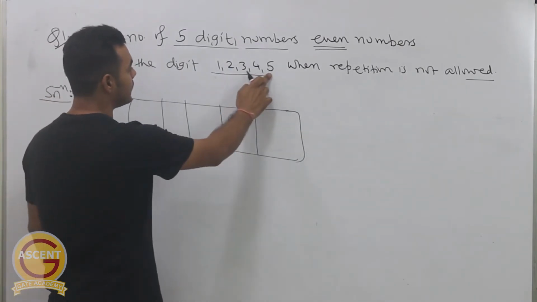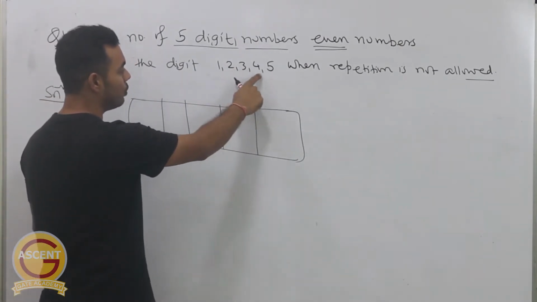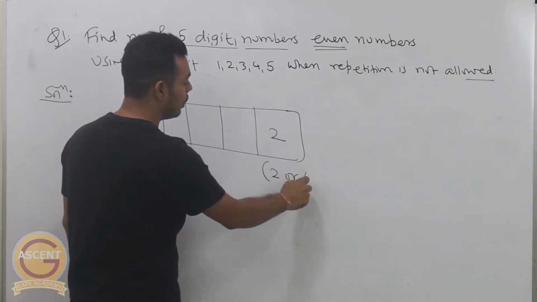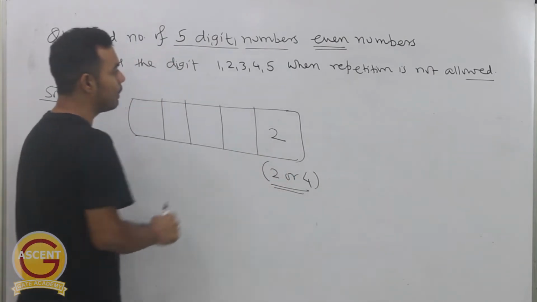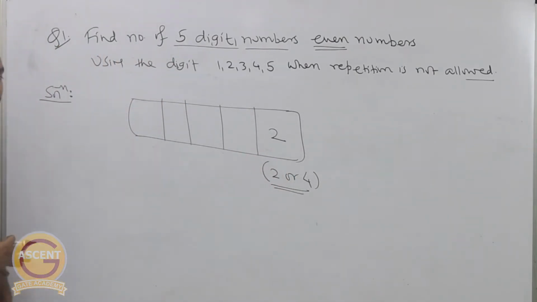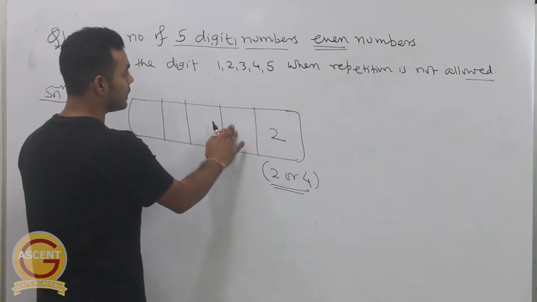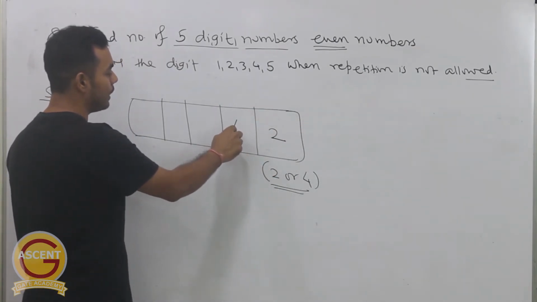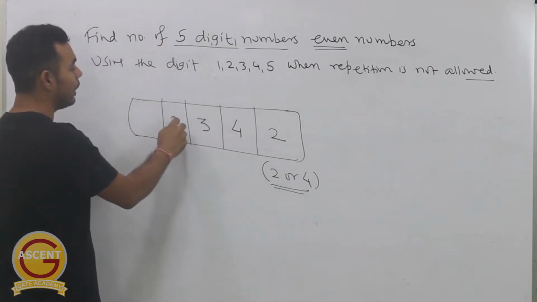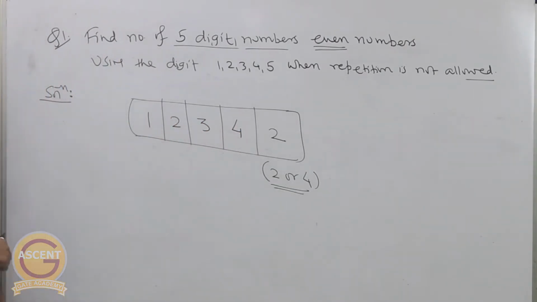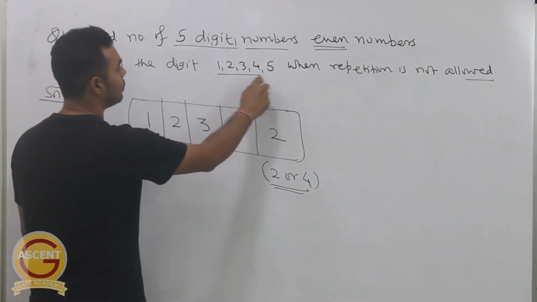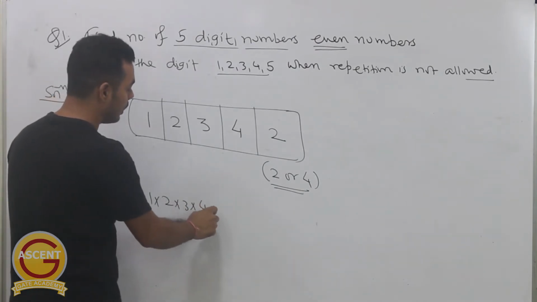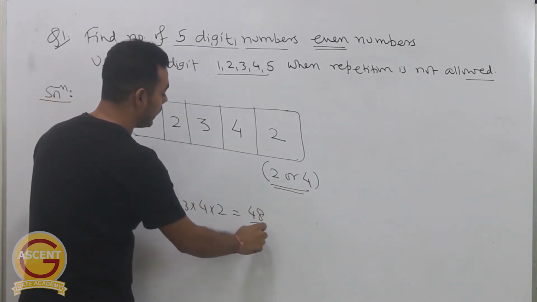Now you can easily see that there are 2 even digits, 2 and 4. So there will be 2 ways to fill this unit place. Either you can place 2 or you can place 4 on this unit place. And the remaining boxes you can fill in any order. Since repetition is not allowed and one of the digits is at the unit place, the number of ways to fill the tens place will be 4, then 3, 2 and 1. So the number of 5-digit even numbers that can be formed using these 5 digits is simply 1 into 2 into 3 into 4 into 2. So this will be 48.